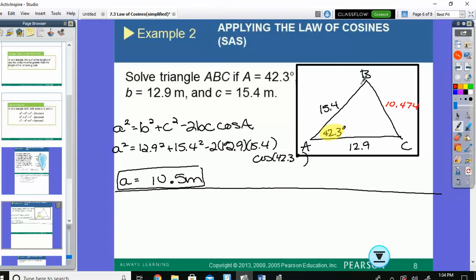So if I want to find angle B, we could do sine of B over side B, which was 12.9, equals the sine of A, 42.3, over side A, 10.474. So multiply over the 12.9.